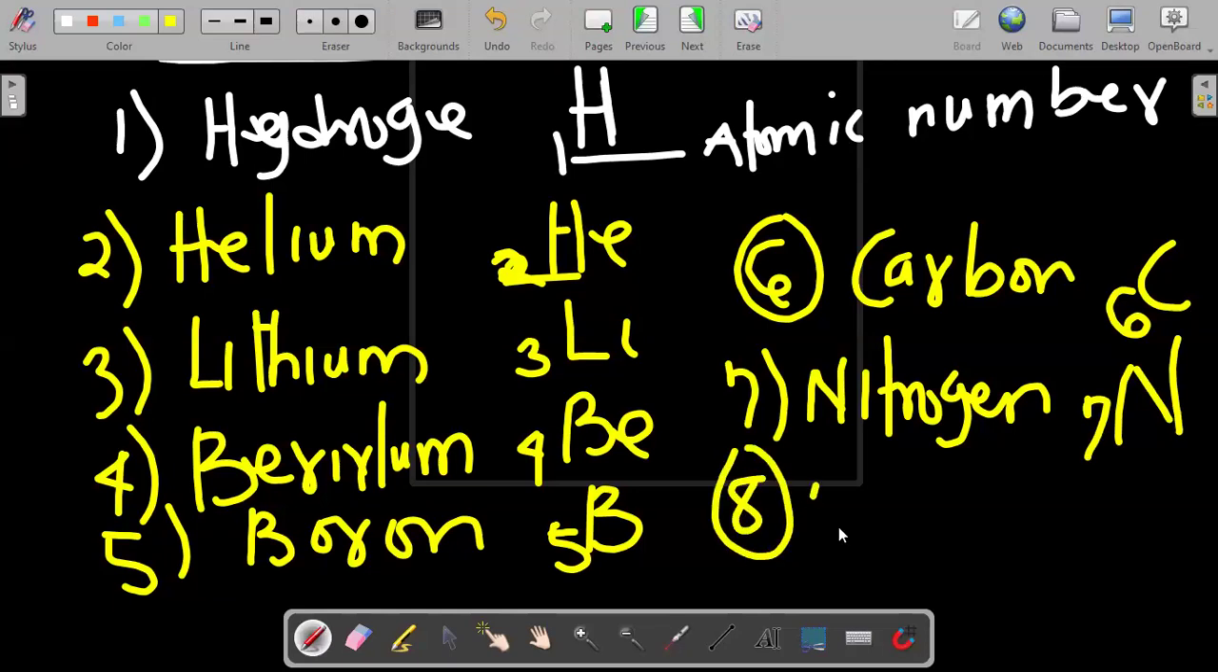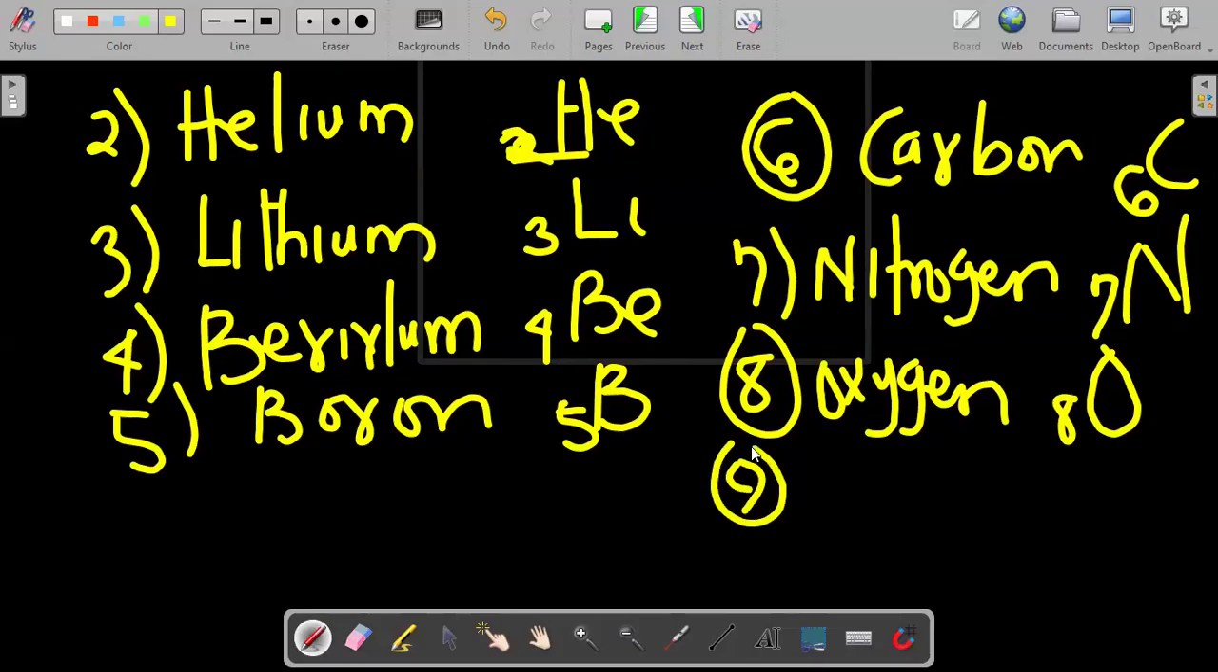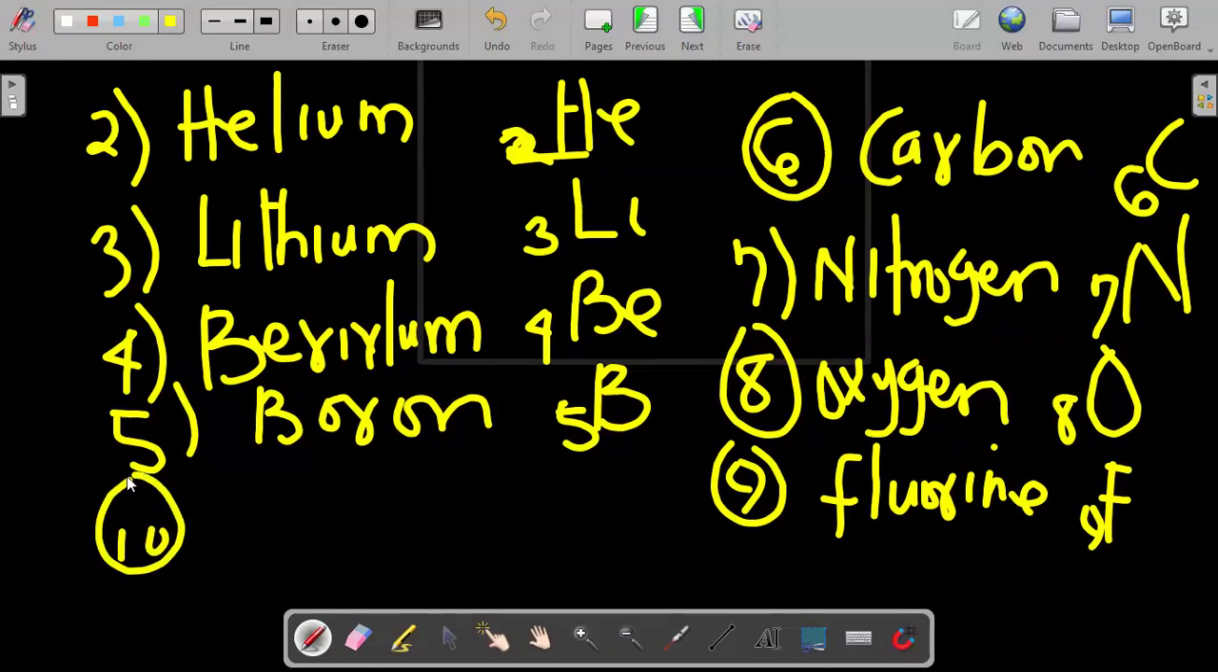Number 8 is oxygen, O, 8. Okay. Number 9 is fluorine, written as F, 9. Then number 10 is neon, written as Ne. That is number 10. It's neon. Please write, and leave space.